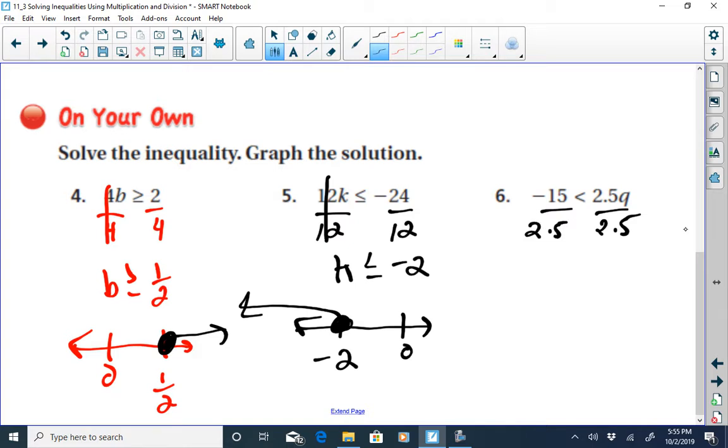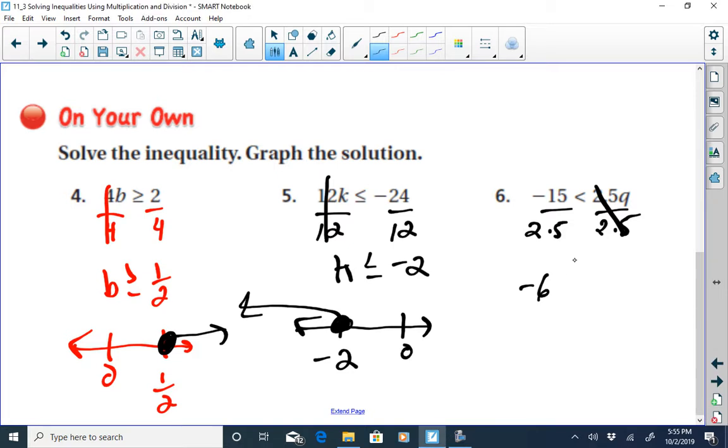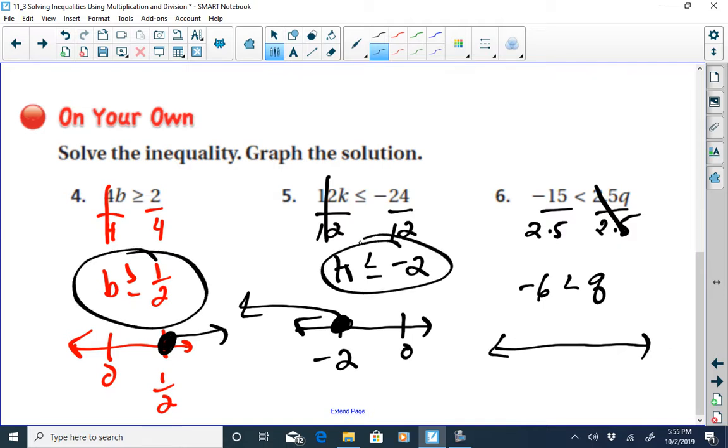All right, this last one, we want to divide both sides of the inequality by 2.5 because we're using the inverse operations. They cancel. So we're left with negative 15 divided by 2.5. That should be negative 6. Negative 6 is going to be less than q. It's a reversed inequality, so let's be careful when we graph it. Got to circle my solutions here. So we have 0. Negative 6 is going to be to the left of 0. It's an open circle, but because it's a reversed inequality, my solution should go to the right.